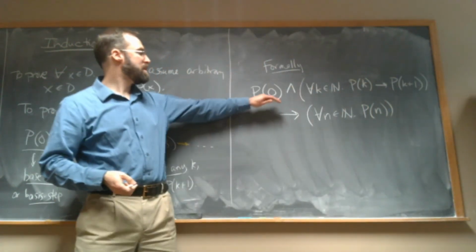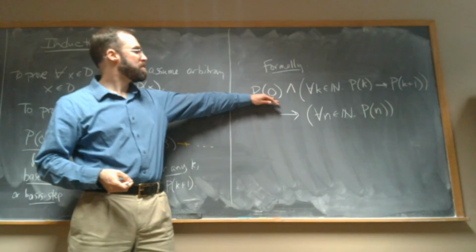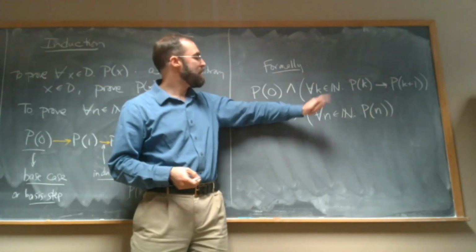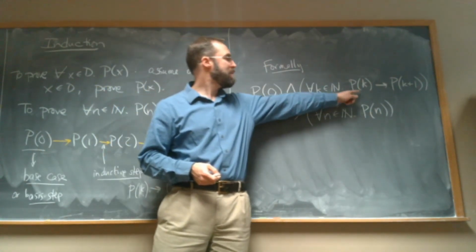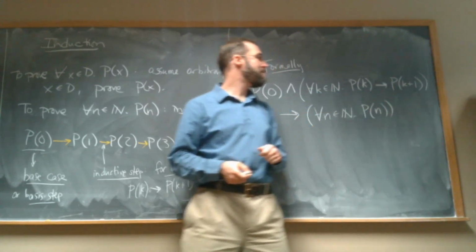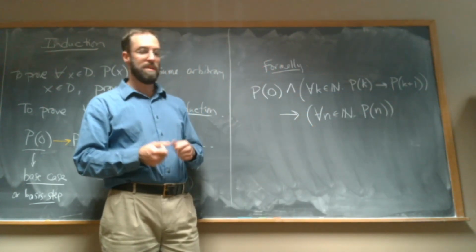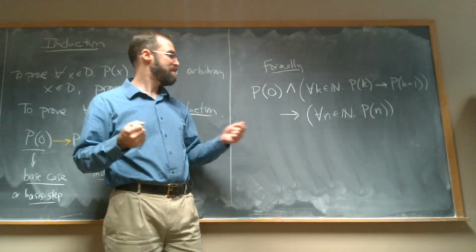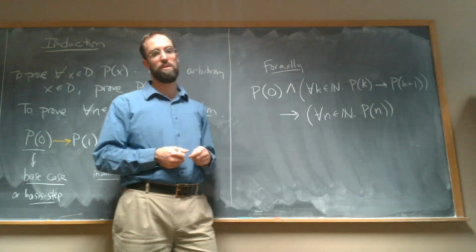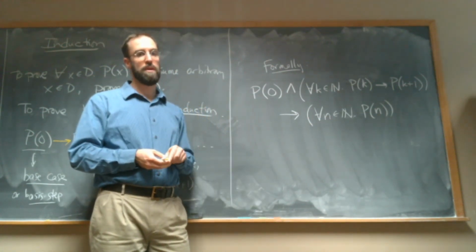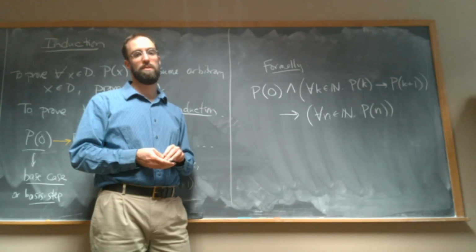Again, this is our base case, P of 0. We can show P of 0, and for any number k, if P of k, then P of k plus 1. Just like knocking down a chain of dominoes, this will show that P is going to be true for every natural number. In the next video, we'll do a couple examples.